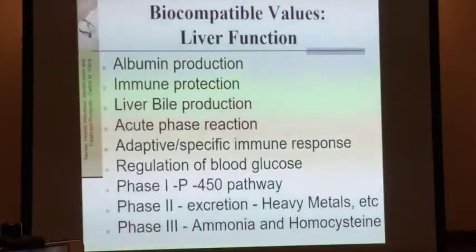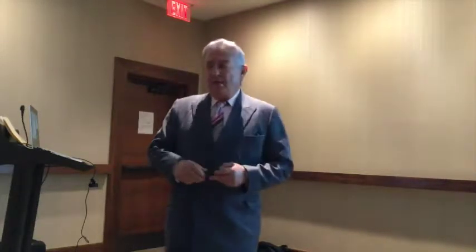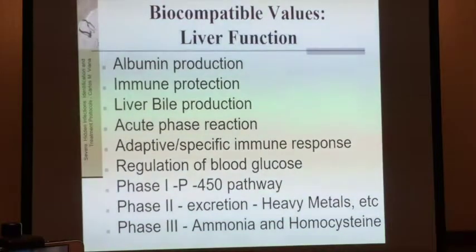The liver is perhaps the most important. We know that the liver is producing albumin. We know that it is involved greatly in your immune protection, besides producing bile. It is responsible for your acute phase reaction, and what it learns from its acute phase reaction, it remembers in the adaptive phase reaction. We know that we've identified up to now 5 detoxification pathways of the liver.